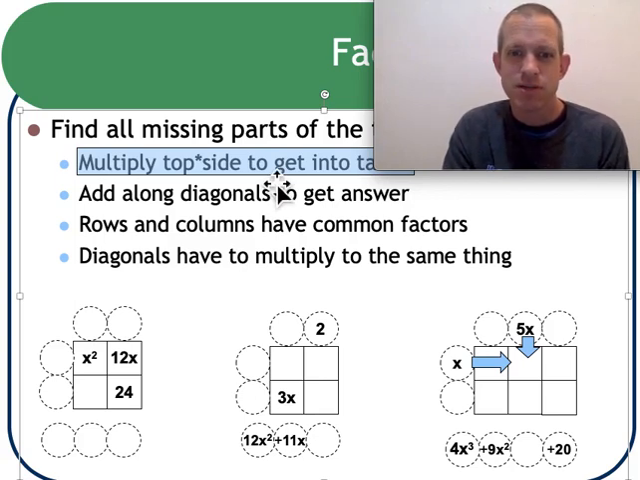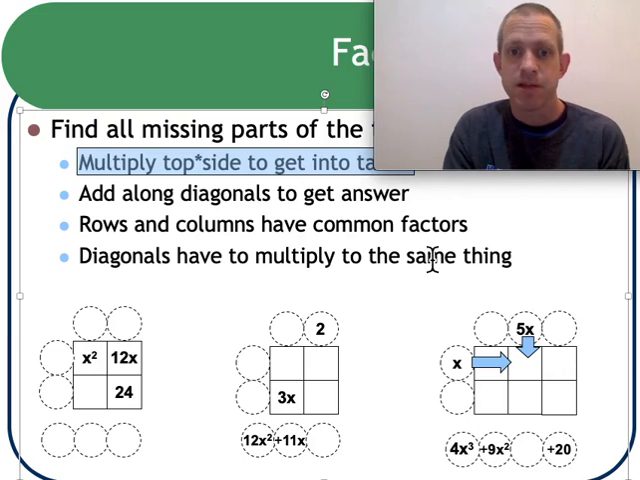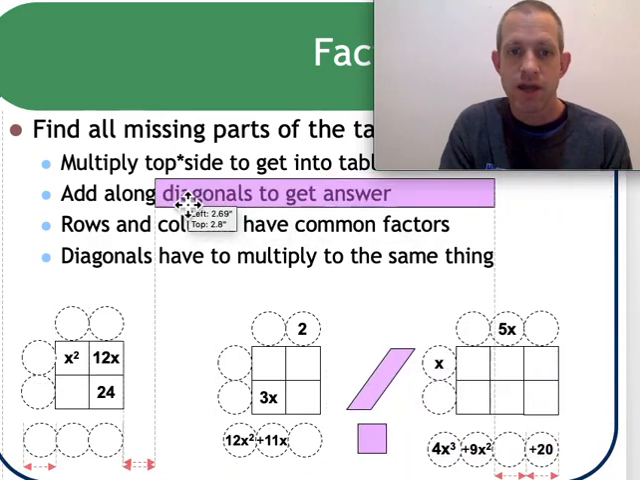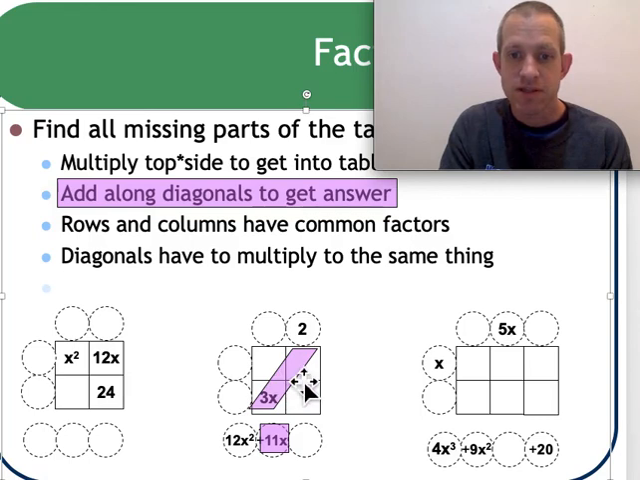Sometimes that can be used in reverse. If I knew, for instance, that this was 8x, then x times something is 8x, I'd be able to deduce that this would have to be an 8. So be careful with that one. You'll use that a lot. A couple other thoughts. You can also, of course, add along the diagonals to get your answer. And so in this case, these two things are going to have to be x's, and they have to add to 11 x's. And so I can use that in reverse to figure out that this box must have been an 8x.